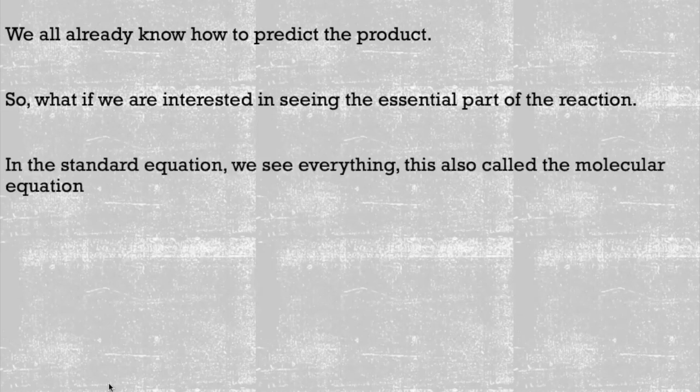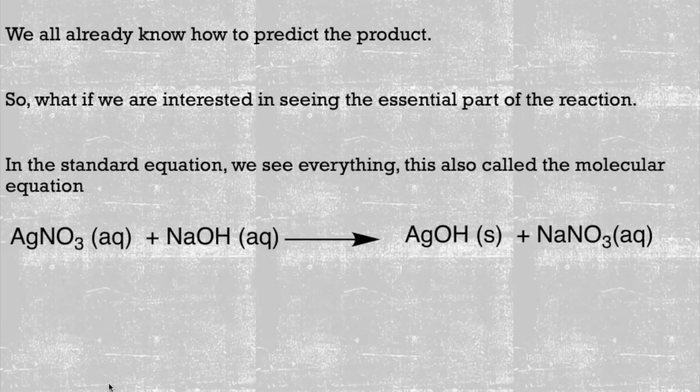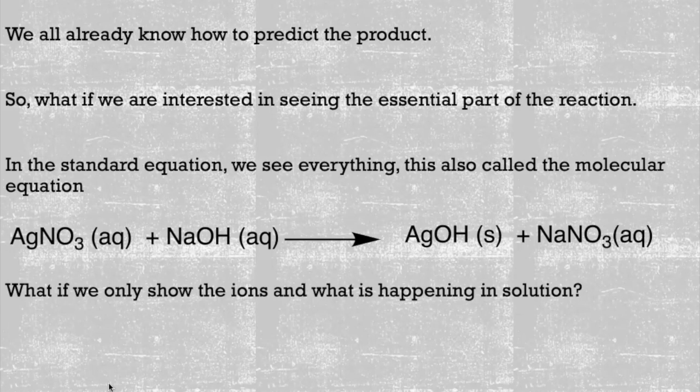So in a standard equation, we see everything. So here's our standard chemical equation where we're reacting silver nitrate with sodium hydroxide, affording silver hydroxide and sodium nitrate. What if we only show the ions and what's happening in solution? Because this is an aqueous solution, and these reactions all occur in an aqueous environment. So what would we do here?